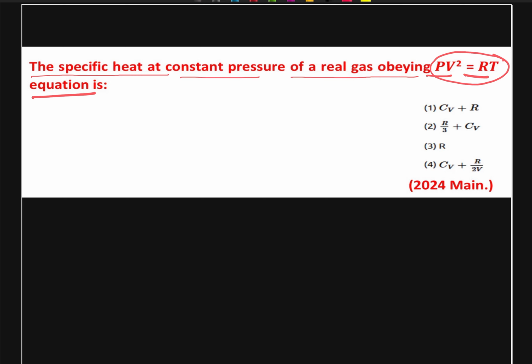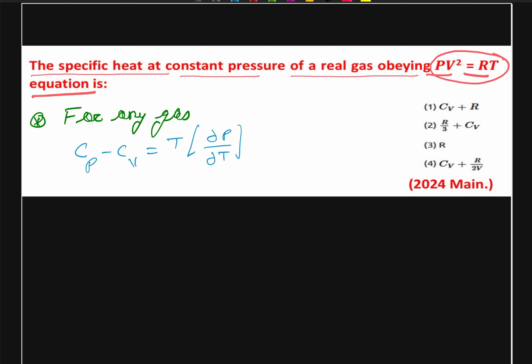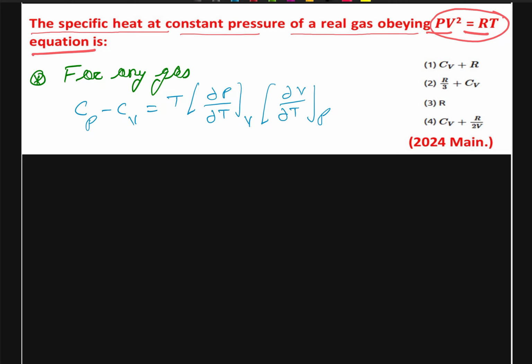But in general, we know that for any gas, C_P minus C_V is equal to temperature multiplied by the partial derivative of pressure with respect to temperature at constant volume, multiplied by the partial derivative of volume with respect to temperature at constant pressure P. Okay, this is the general equation. For any gas, this equation will always be true.